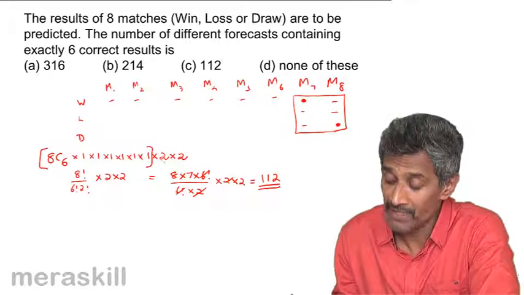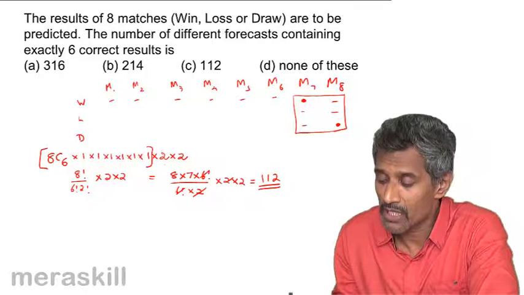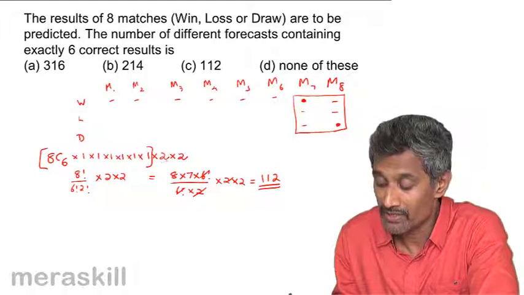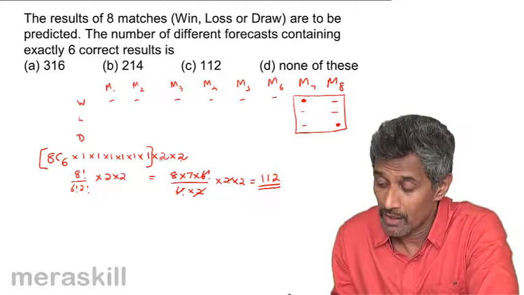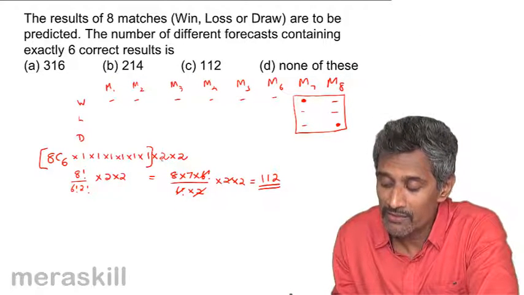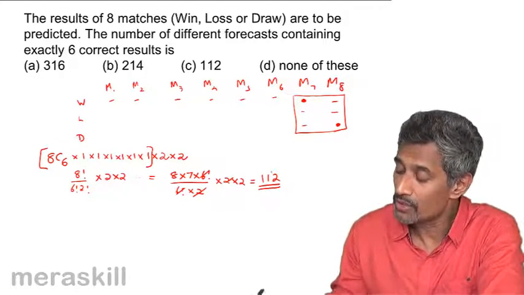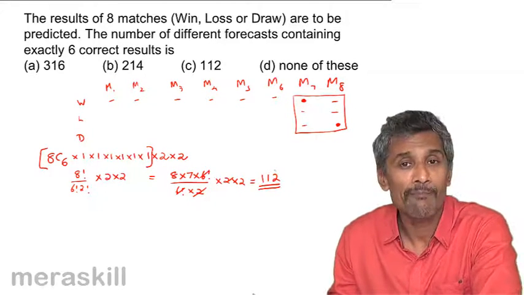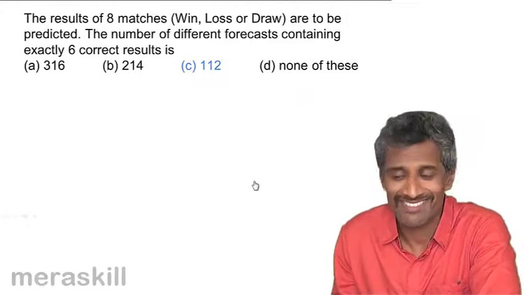Mind you that if there is one correct result, correct forecast, the other 2 have to be wrong. So the matches that have not been chosen are bound to have wrong forecasts. So hence each of the matches will have 2 wrong forecasts, hence 2 into 2. Hence the total number of such forecasts is going to be 112. And that's what we have here.